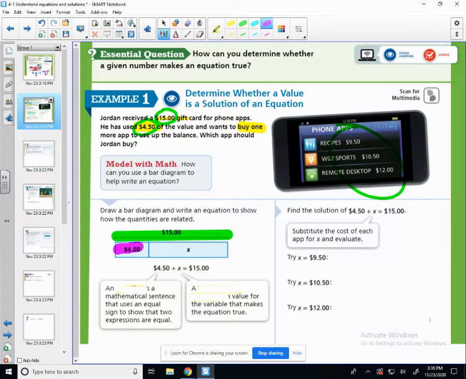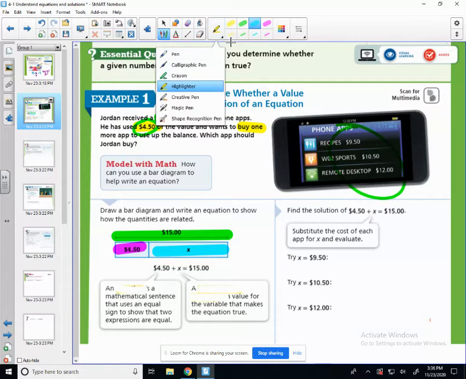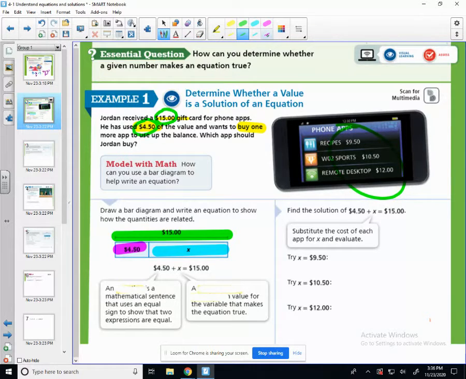This part of the block is how much they used, and this part of the block is how much is left over. So we have to figure that out. So we're looking at our question, and we have $4.50 plus something equals my total cost of my gift card. Because I want to use up my whole gift card. I don't want anything left over because that seems like a waste, right?